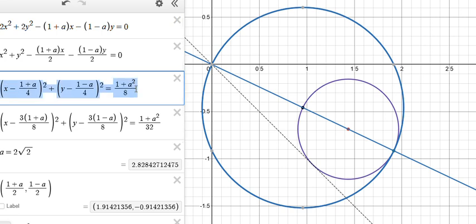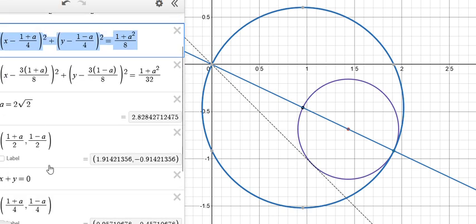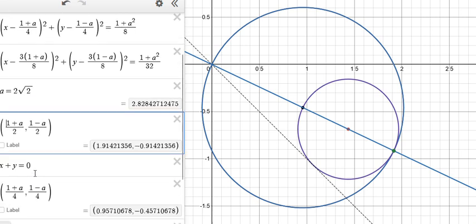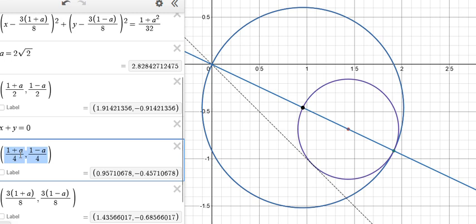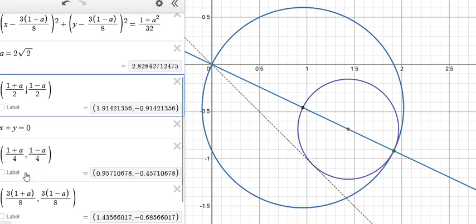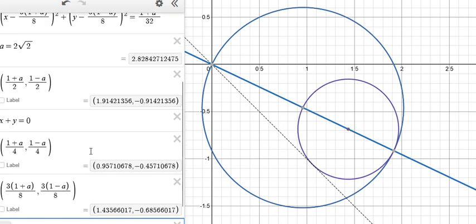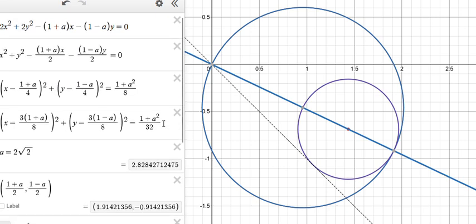Given that the original point P is ((1 plus a)/2, (1 minus a)/2), and this original circle has center ((1 plus a)/4, (1 minus a)/4), this red point will be the midpoint, which is (3(1 plus a)/8, 3(1 minus a)/8). So these are the coordinates of this center here, and of course you just divide by 2. Because this is r squared, when we divide r by 2, r squared will be divided by a factor of 4. So this is the new radius.